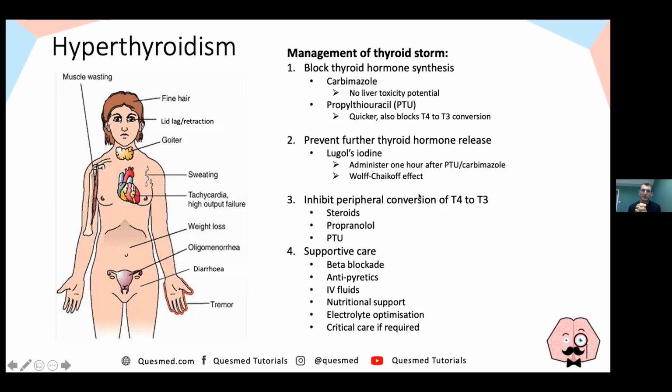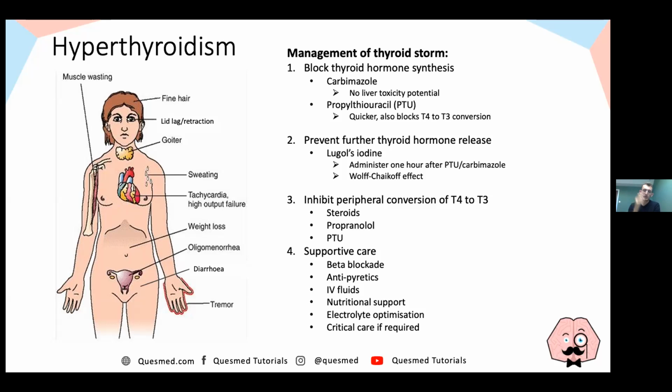And that's basically the mechanism, again, not hugely well understood, by which when you inject a large amount of iodine into the body, it actually inhibits the thyroid gland. It prevents the thyroid gland from releasing more thyroid hormone. It stops the thyroid gland from making thyroid hormone because it thinks there's already a lot of thyroid hormone in the body because of the iodine that you've just given. But this is usually administered after you've administered the thionamide, so the PTU or the carbimazole, after 1 hour.